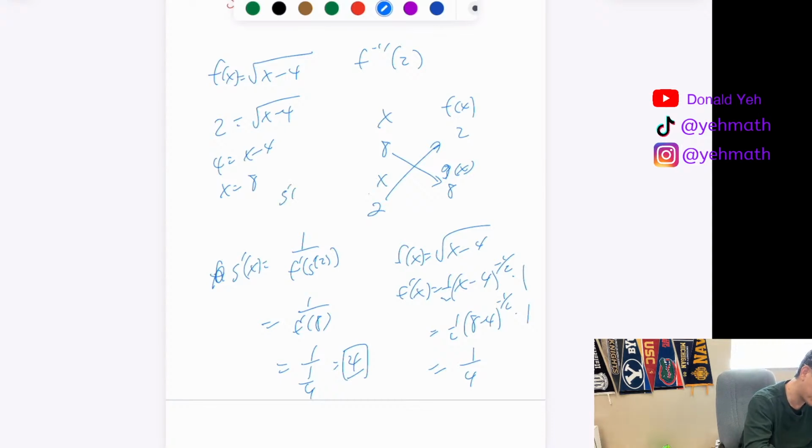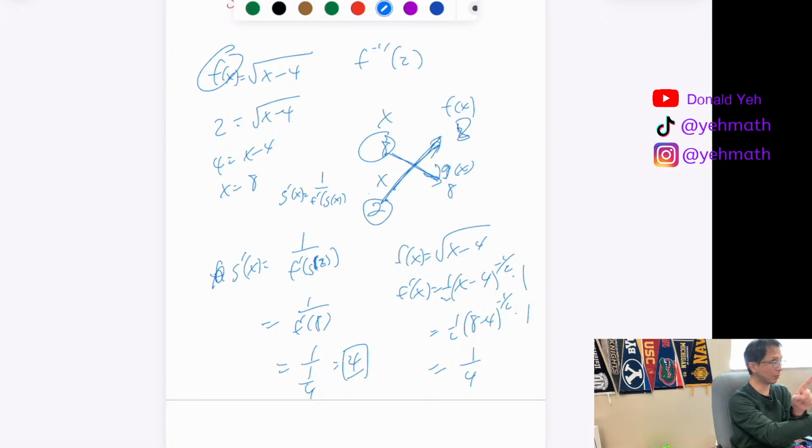Okay, so g prime of x is equal to 1 over f prime of g of x. So we find out what f of g of 2 is. G of 2 is 8. So then you take a derivative of f of x, plug in 8. Because of the opposite coordinates, this is 2, right? And this is 2. So I plug in 2 for f of x, I solve for y. This is 8. The 8 is going to result to here because they swap the coordinates.